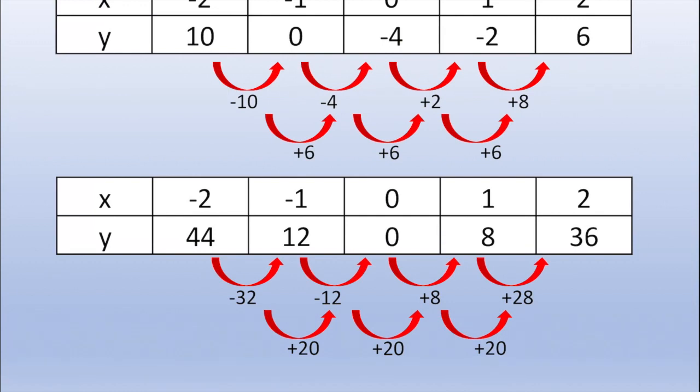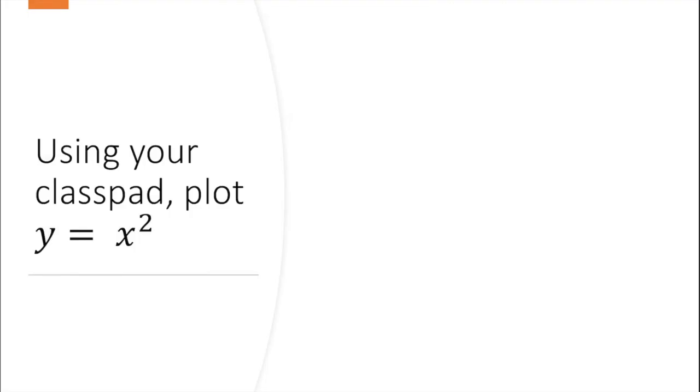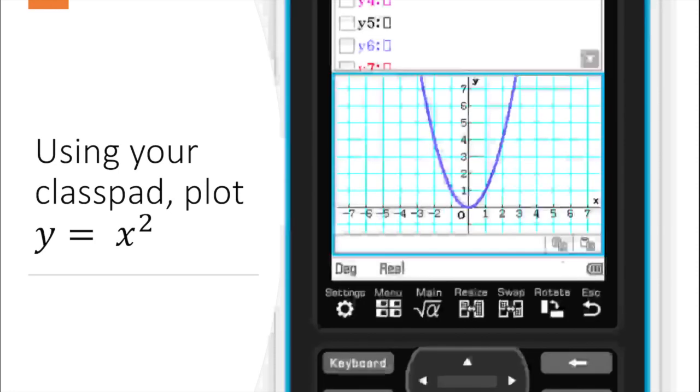I want you to use your class pad. Take your class pad out and actually plot y equals x squared. Pause the video for a couple of minutes. Do that, please. Now, if you've done it correctly, it should look something like this. Alright, you can see that y equals x squared is actually the shape of a parabola.